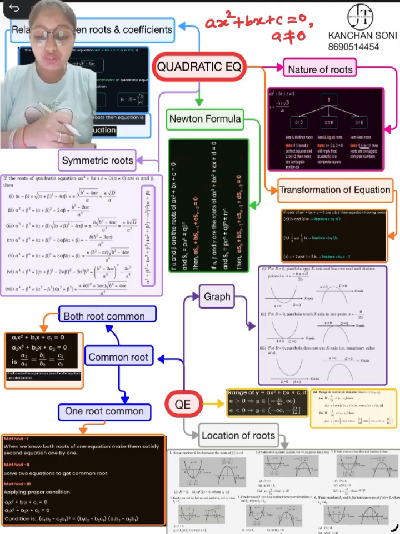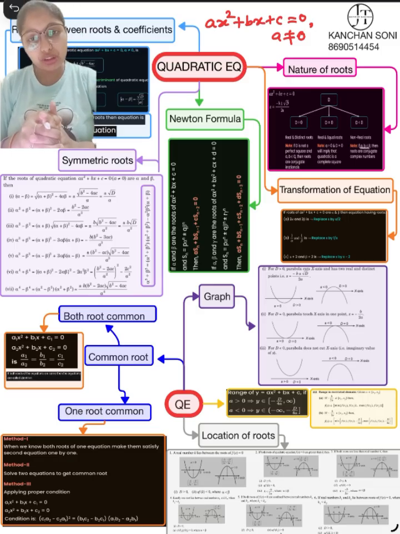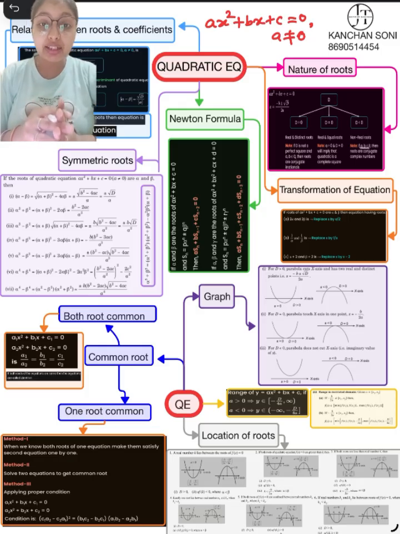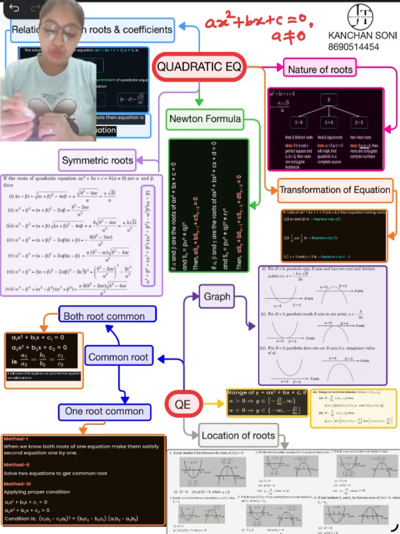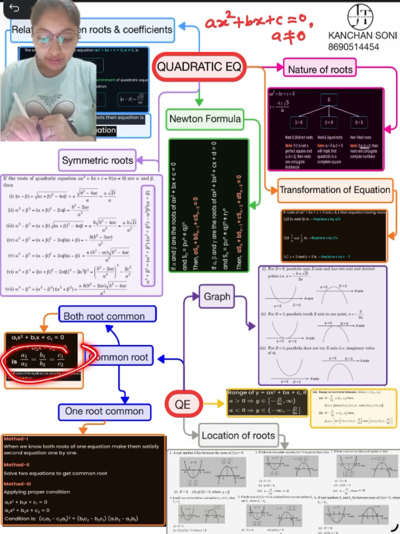Okay, after Newton's formula, we'll move forward with the common roots. We know that in the quadratic equation, at most we can have 2 roots. So there are 2 possibilities: when only one root is common and when both the roots are common. When both the roots are common, then we say that the equations are identical. So what can we say? That the corresponding coefficients will be proportional, like a1 by a2 equal to b1 by b2 equal to c1 by c2.